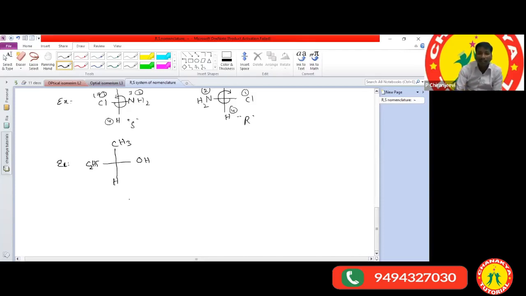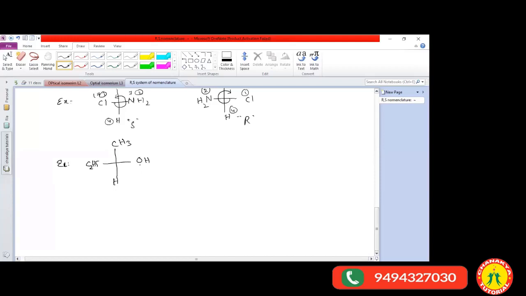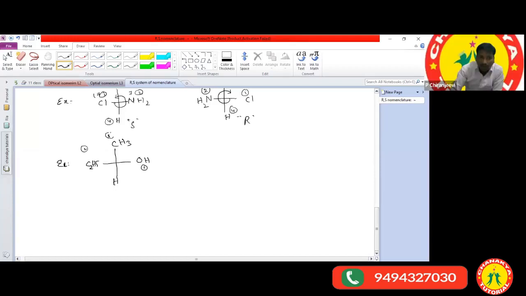Okay, let us see. First, for which one can we give the first priority? Sir, OH, then ethyl, then methyl, and hydrogen. Hydrogen is the least priority. Okay, so here you can check it now. The least priority is present on the vertical line. 1, 2, 3 is in anti-clockwise direction.